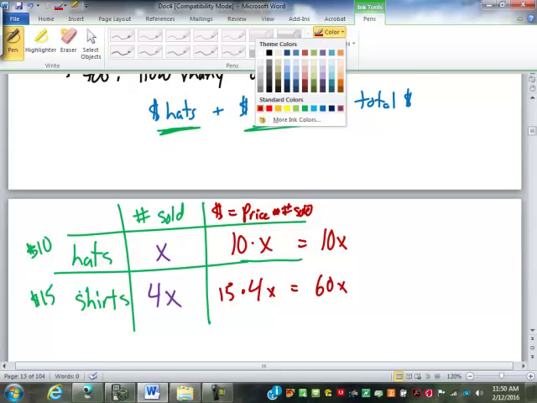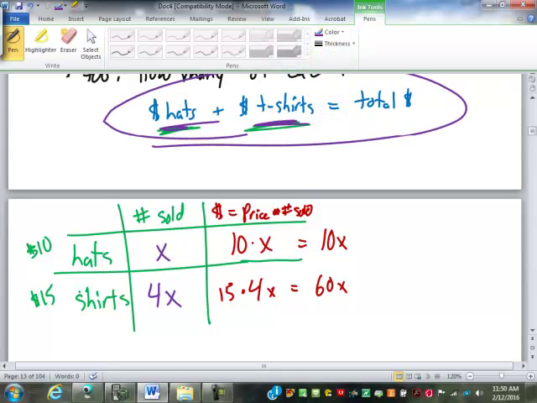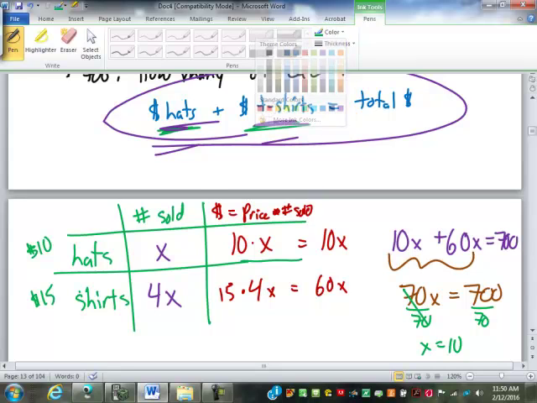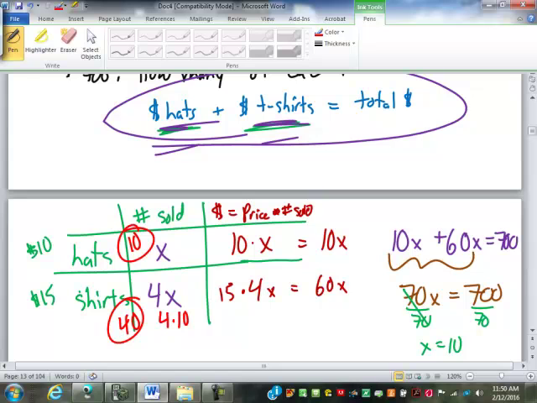Now those two values are what go in here for the dollar amounts for hats and shirts. So we have 10x, dollar amount for the hats, plus 60x, which is the dollar amount for the shirts, equals 700. Now just like before, 10 and 60 combine to make 70x equals 700, and we divide. So x equals 10. Now again, we have to make sure we answer our question. So x equals 10, that's the number of hats. Shirts are 4 times x, or 4 times 10 is 40, is the number of shirts.